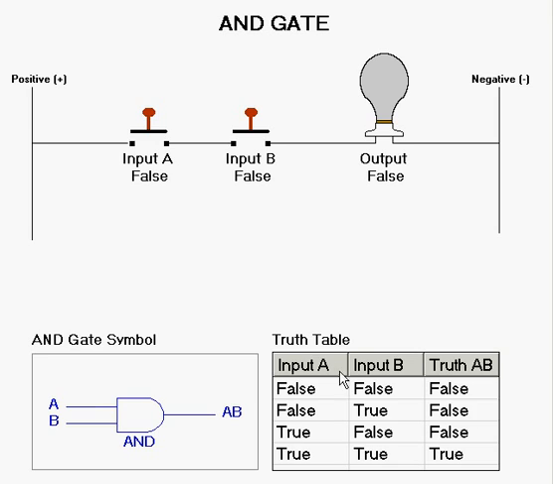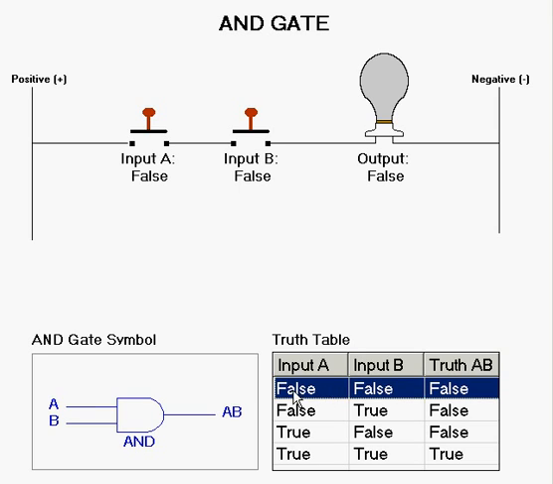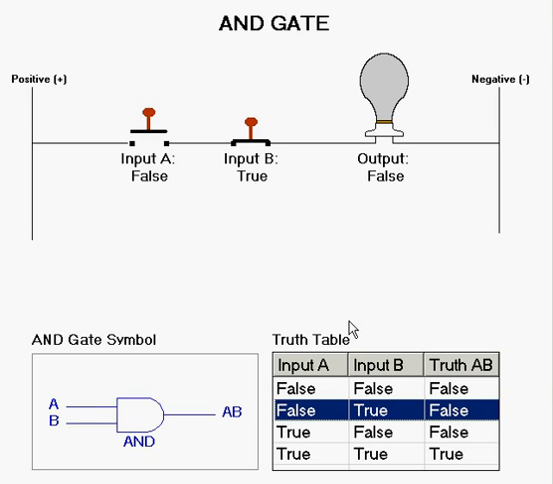Here in the truth table, you can see that both input of A and B has a status of false, and the result of the output is also false or 0. But when the values of the switches is false and true, as you can see with input B is now true, the output is still false.